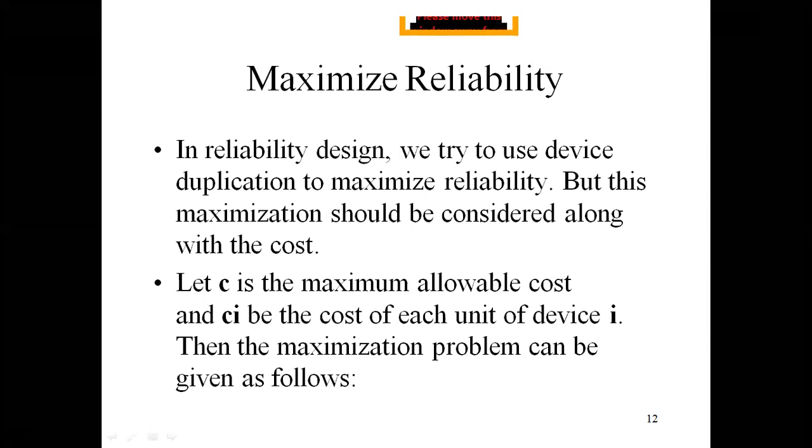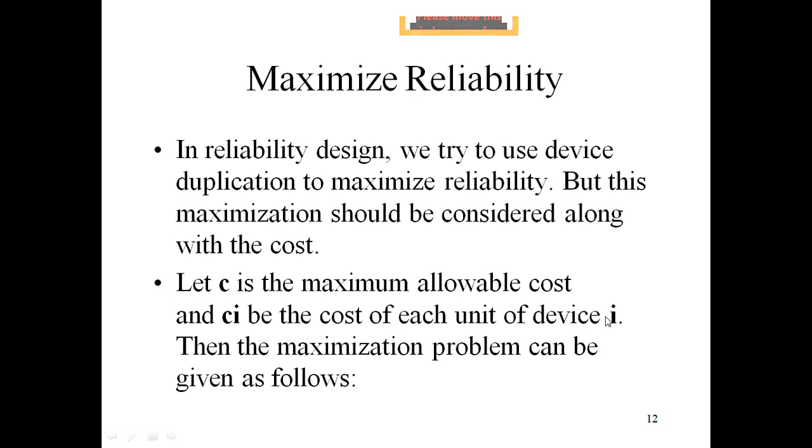Now Ci, what is Ci? It is the cost of each unit of device i. When I consider each device, for example D1, one device, the cost is C1. D2, one device, the cost is C2, like this Ci. So Ci is the cost of each unit of device i. Then the maximization problem can be given. What is the maximization problem now?